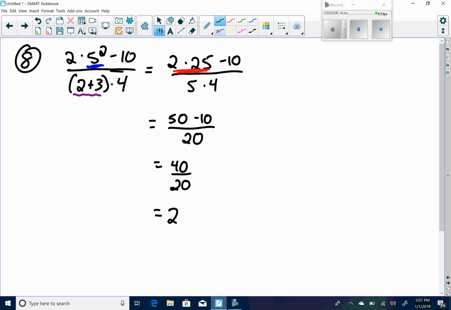Now, if you were to type this into your calculator, you would want to make sure you put parentheses around the numerator, and then parentheses, and again, parentheses of the 2 plus 3 in the denominator. So this was a little lesson over the order of operations.